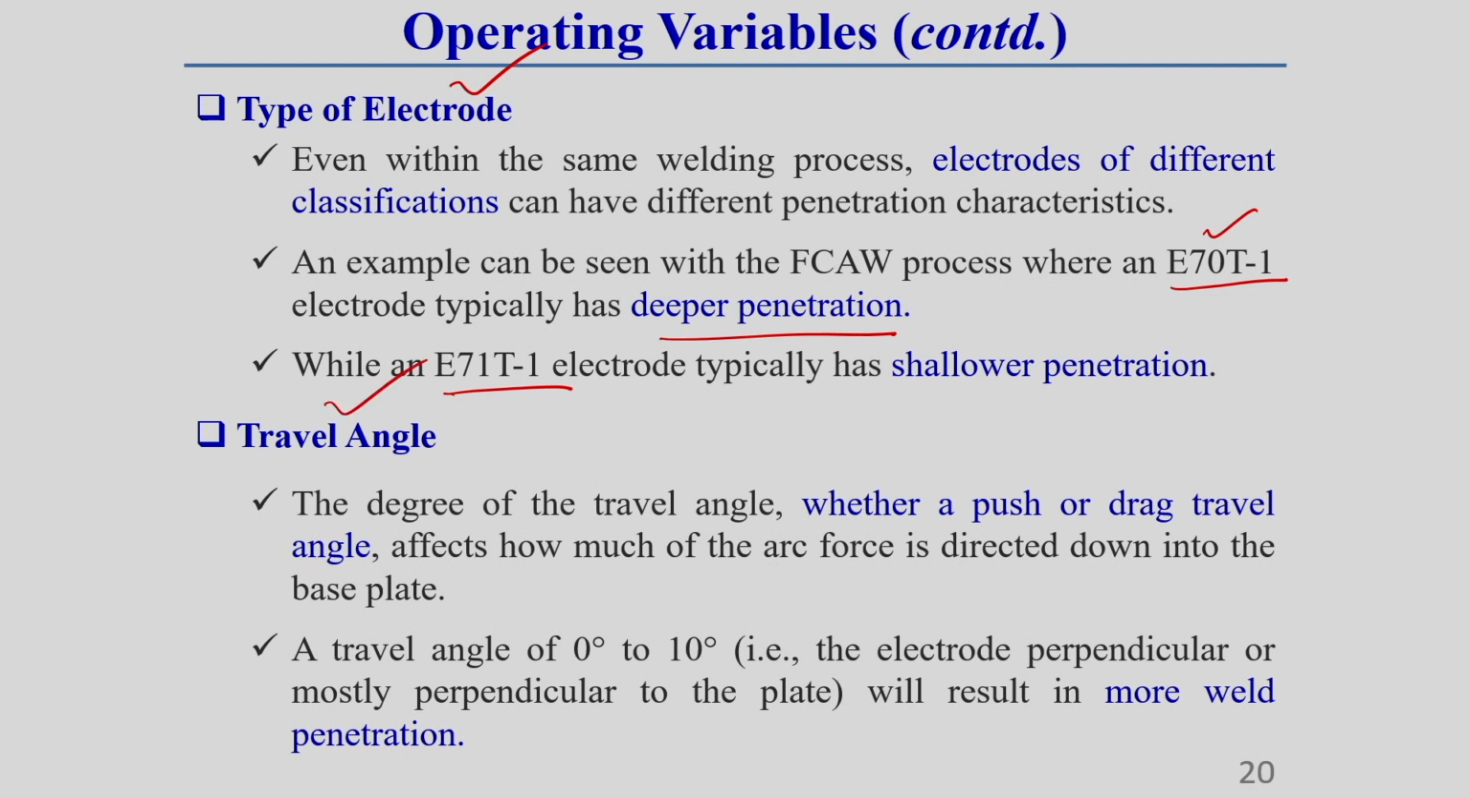Similarly, travel angle also has a significant effect on penetration. In the case of travel angle, what does it mean? Let this be your welding. So, you see, let this be your electrode. Here if we draw a perpendicular line, this is your electrode and this is the perpendicular direction. So, the angle between this electrode and this perpendicular line of the workpiece is generally called travel angle.